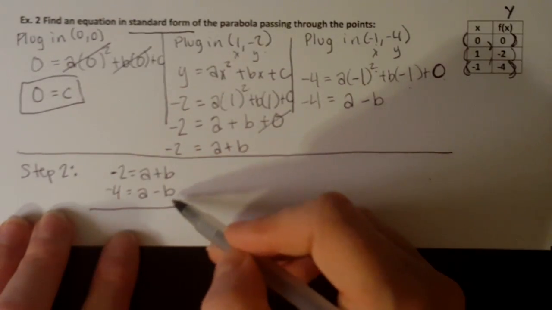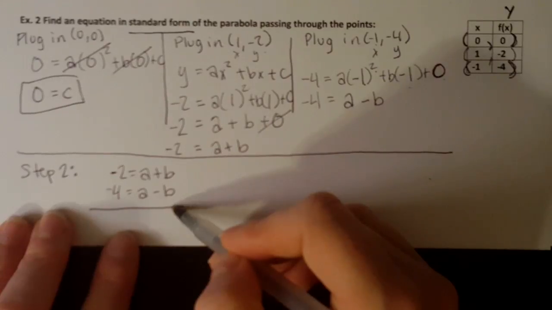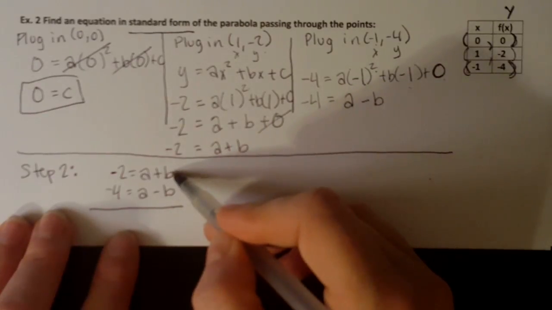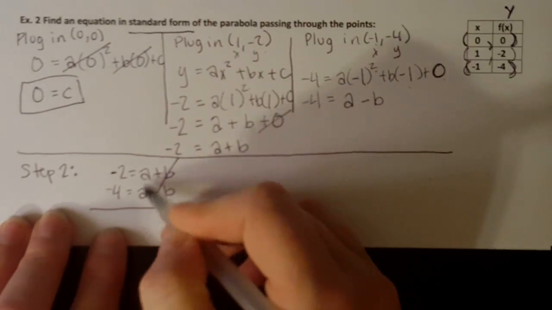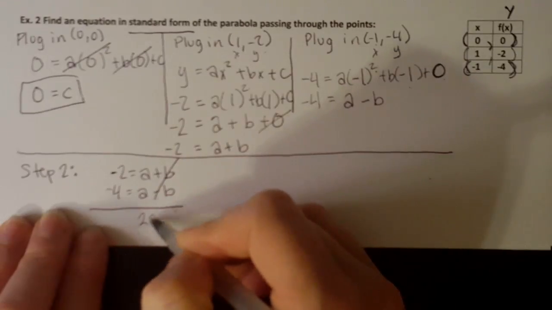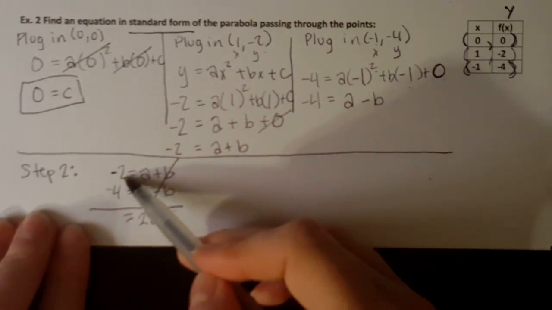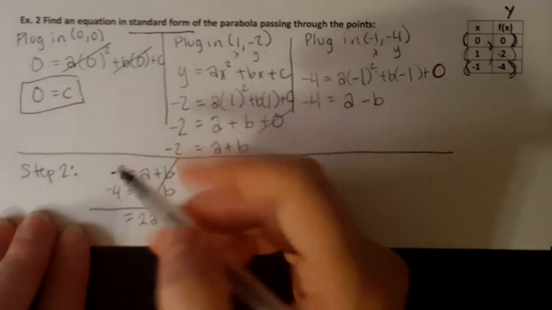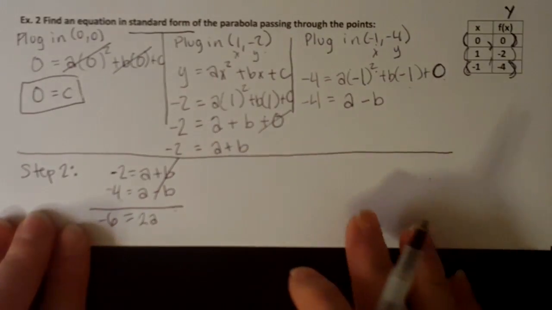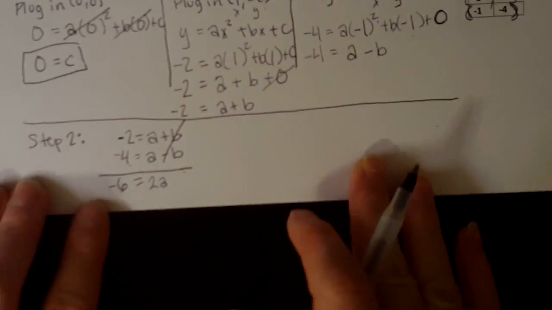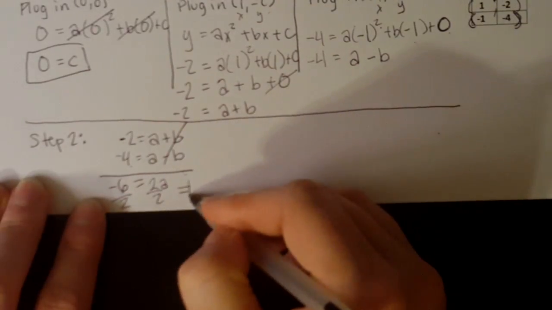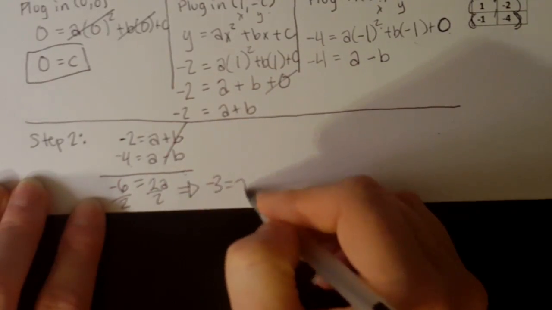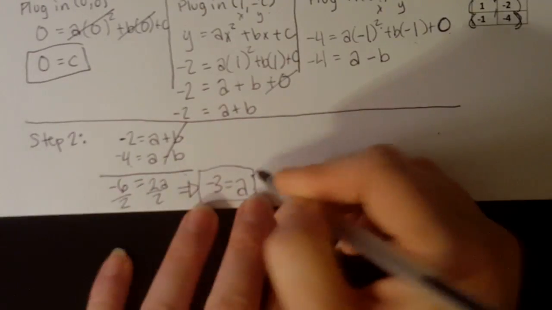We want one of them to cancel out. Sometimes you have to do some extra manipulation in order to get one of them to cancel out. But right now we have a perfect b minus b cancels out to 0, so that's perfect. A plus a is 2a equals -2 minus 4 is -6. Okay, to get a by itself, we divide by 2, which tells us that -3 equals a.